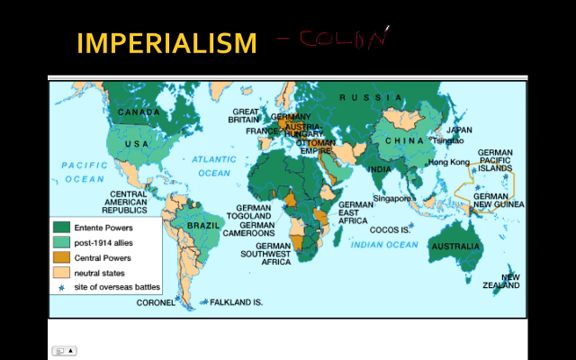If you look at this map, you can see very clearly that the world's already basically being divided up. The world's getting split up. German, German, German, German. The idea here is that the world's getting divided up. Look at how few places are neutral.